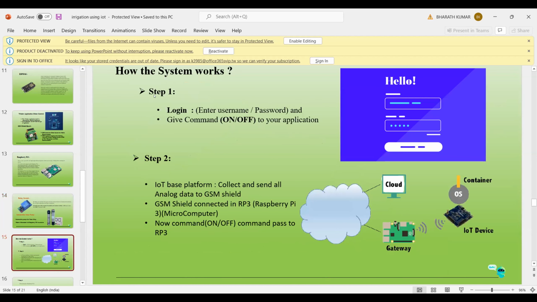How the system works: you log in with your username and password and give the command on or off in your application. When you want the water on, you type on. If you want to stop, you type off. Step 2: the IoT platform collects the data and logs it to the GSM shield. The GSM shield is connected to the Raspberry Pi, which sends the on or off command to the motor.